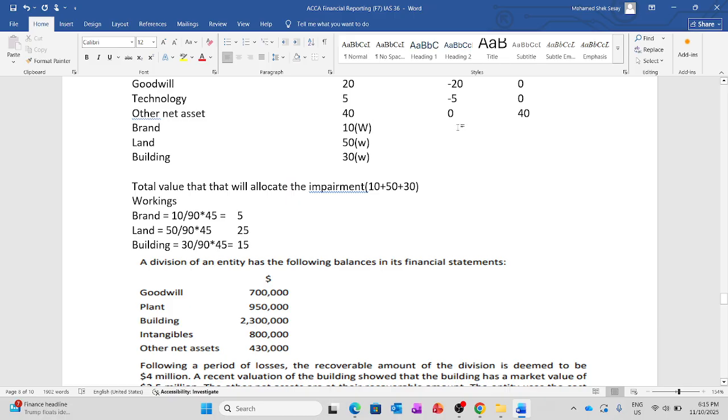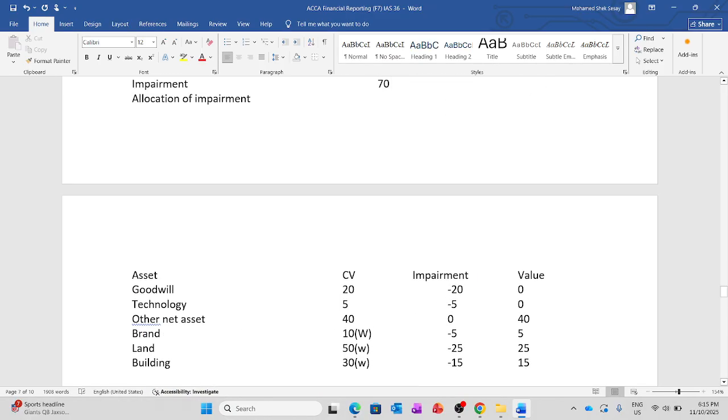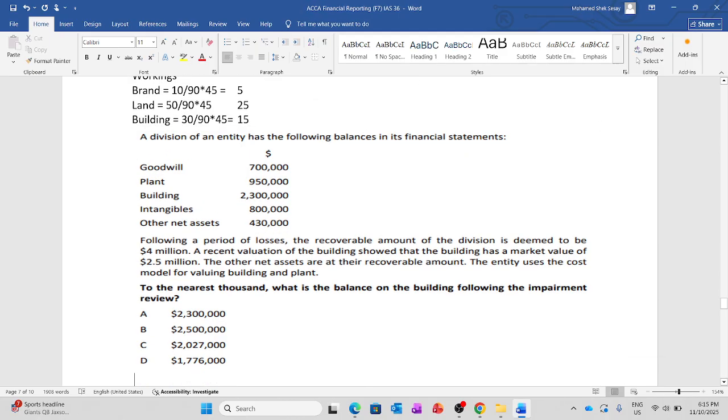So now we can allocate. Out of the 10, 5 is impairment, so it remains 5. Out of the 50, the impairment is 25, minus 25, it remains 25. And out of the 30, the impairment is 15, minus 15, and it remains 15. So this is how we can account for the impairment, how we can allocate the impairment for the cash generating unit. Very important concept you need to know.